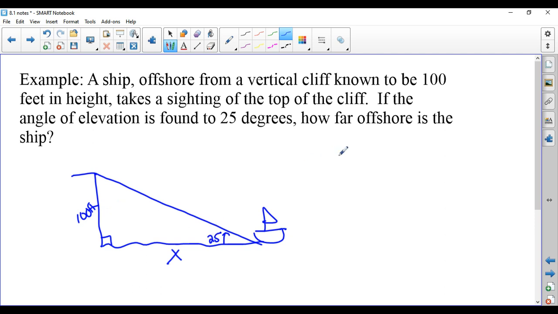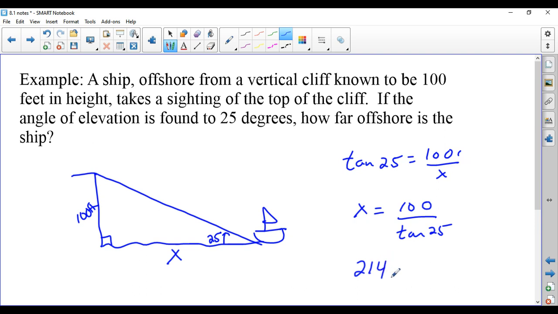We have the two legs that are the important sides, so we're going to use tangent of the angle equals opposite over adjacent. I'm going to solve for x, which would be 100 divided by tangent 25. And then when I put that in my calculator, I get about 214.45 feet. And again, get in the habit of rounding to the nearest hundredth in these trig problems. And make sure that you are still in degree mode. Put units on any application problems.